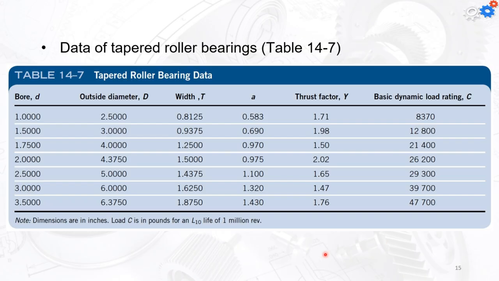So when we say tables, this is table 14.7, and it's going to be about tapered roller bearing types. So it depends once again on the diameter of the bore, the outside diameter, the width, the A value, the thrust factor Y, and the basic dynamic load C. Remember that the dimensions here are going to be in inches, the load C is going to be in pounds for the L10 life of 1 million revolutions.